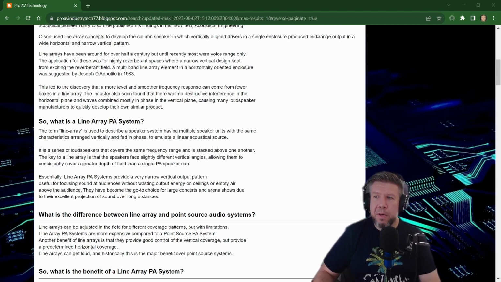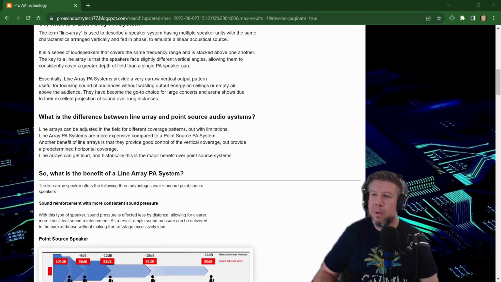Essentially, a line array PA system provides a very narrow vertical output pattern, useful for focusing sound at audiences without wasting output energy on ceilings or empty air above the audience. They have become the go-to choice for large concerts and arena shows due to the excellent projection of sound over long distances. Hope that explains it, but feel free to go read through it. It's there for you to read on the actual blog.